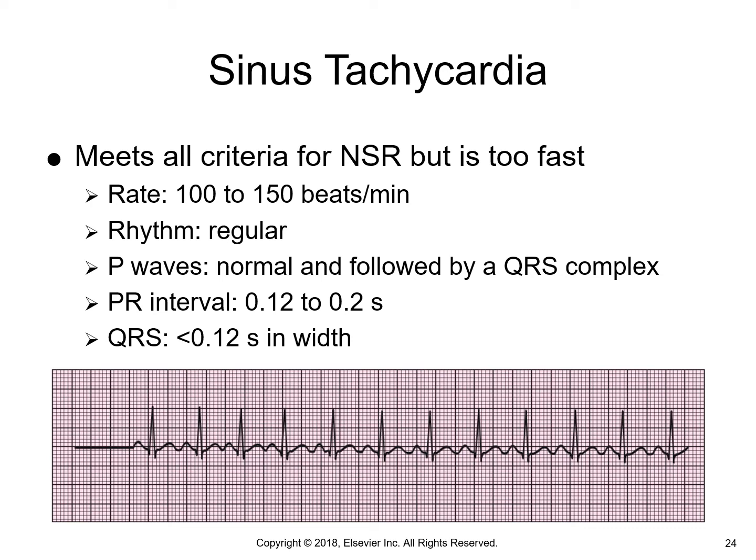Okay, so sinus tach. We're looking again, generally over 100 to 150. It's regular. We do have P waves, normal looking, followed by QRS. QRS is usually, again, less than 0.12, sometimes a little bit narrower.